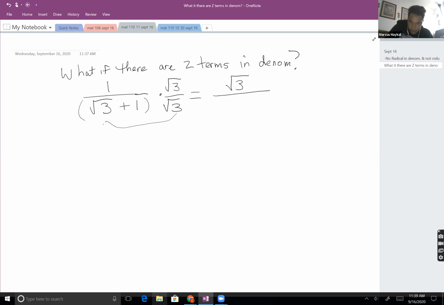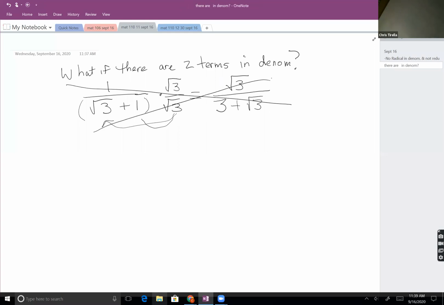So radical 3 times radical 3 would be the square root of 9, which is 3. And then I'd have radical 3 times 1, which is radical 3. So I still have the radical left. Did that help me at all? Not really. No, so that's not going to work.